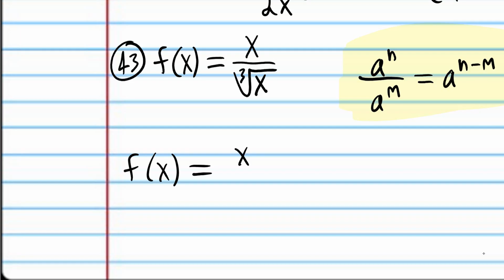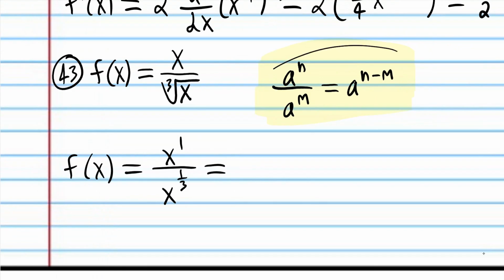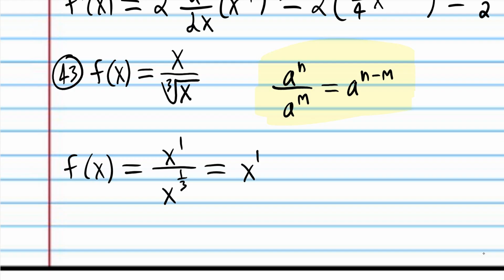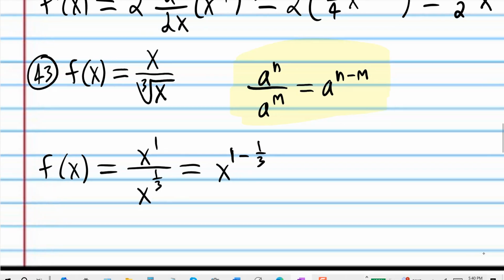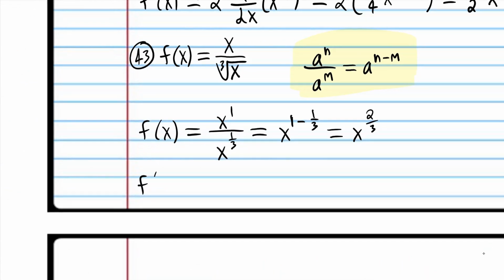We're going to change these expressions to x to the first power, that's exponent rule number 6. We're going to change to x to the 1/3 power in the denominator, that's exponent rule number 9. Now we're going to use exponent rule number 2, which means that if we divide powers, we subtract the exponents. So we get x to the 2/3 power, and now we're ready to find the derivative.